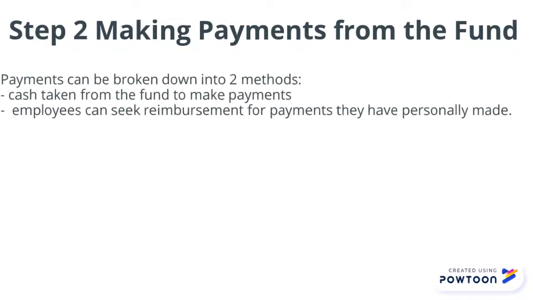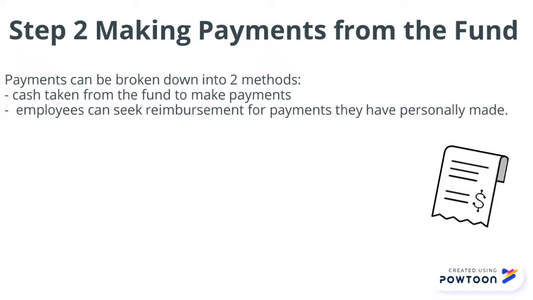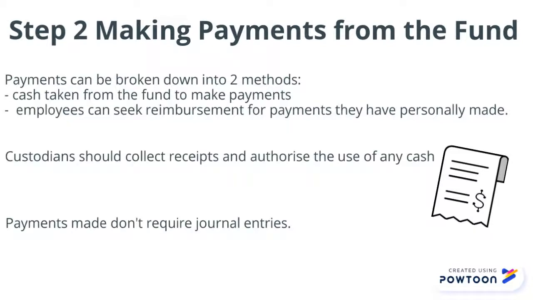Step 2. Making payments from the fund. After the petty cash fund is established, cash is now used to pay off qualifying expenditures. Payments can be broken down into two methods: cash taken from the fund to make payments, or employees can seek reimbursement for payments they personally made. Custodians should collect receipts and authorize the use of any cash. These payments don't require journal entries.